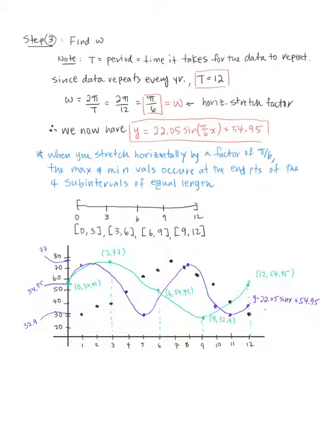So the green one will be the graph of y equals 22.05 sine of pi over 6x, plus 54.95. Whew, almost done. Okay, now step 4. It still continues.